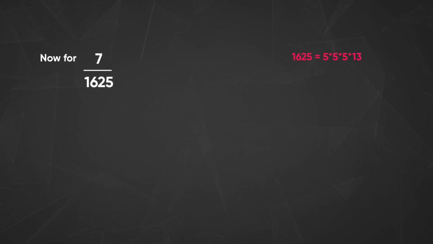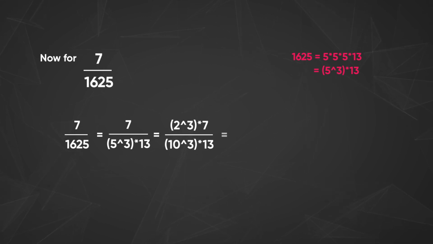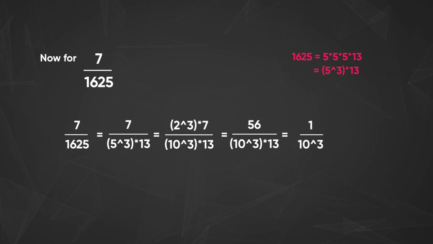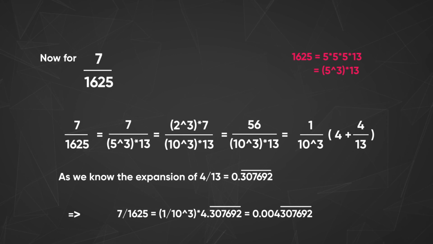So when the denominator is a power of 2 multiplied by a power of 5 multiplied by something that ends in 1, 3, 7 or 9, we will multiply by an appropriate power of 2 or a power of 5 so that the denominator has a power of 10 in it multiplied by the same number as before that ended in 1, 3, 7 or 9.